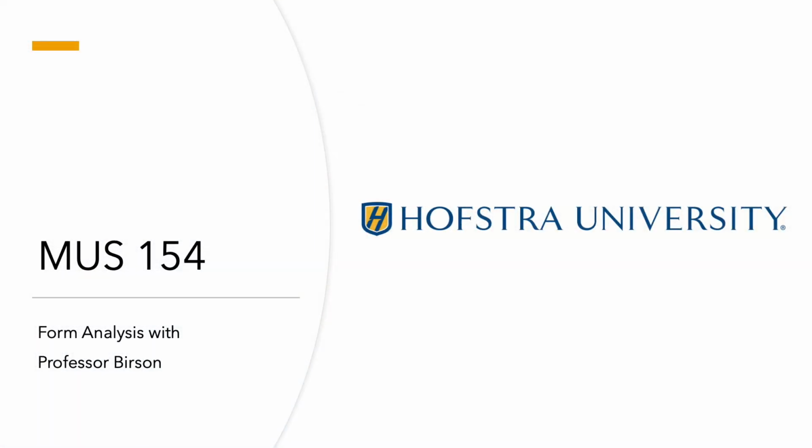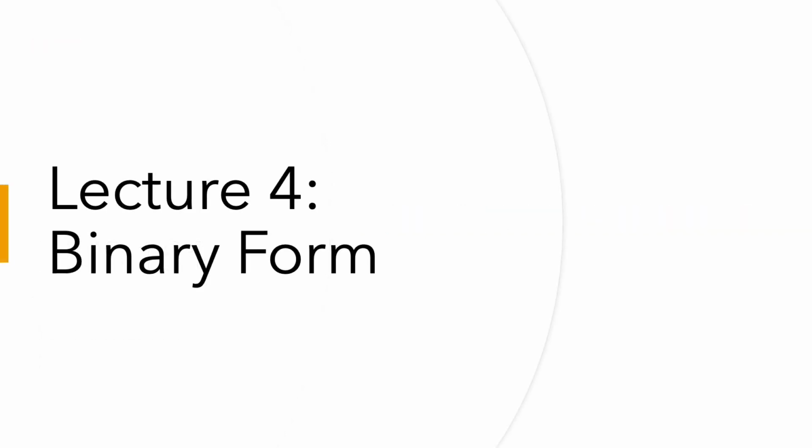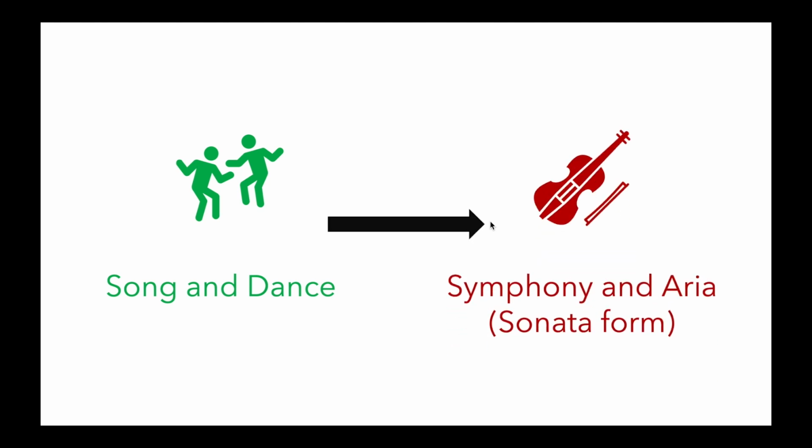This week we're going to cover binary form. Binary form is in and of itself a history lesson because it leads directly to sonata form, which is found in symphonies and arias. This form, sonata form, is actually not a form, that's why I call it sonata form. It's a procedure for dramatizing the songs and the dances into larger, more complicated forms, and it's one of the greatest aesthetic accomplishments of the classical period.